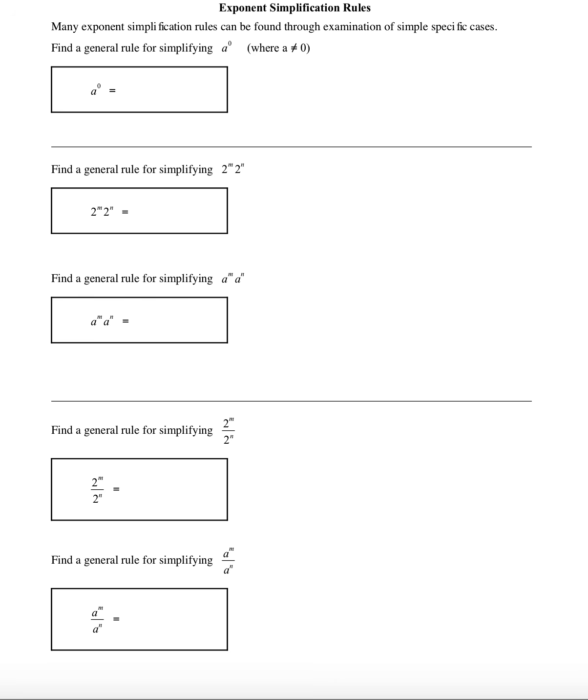This section is about exponent simplification rules. The rules for exponents can often be discovered through examination of simple cases. Let's discover what the rule is for any base to the power of 0. We'll look at a pattern.